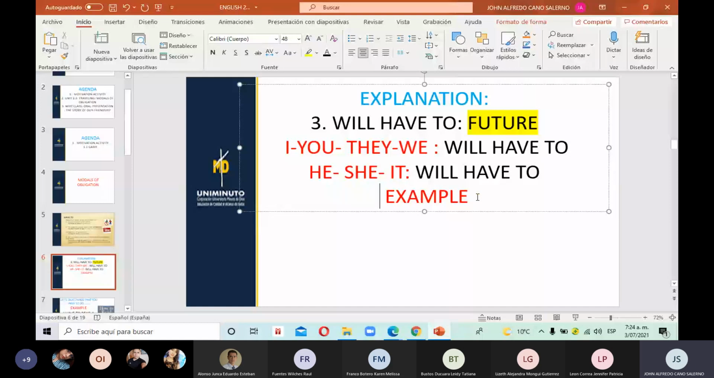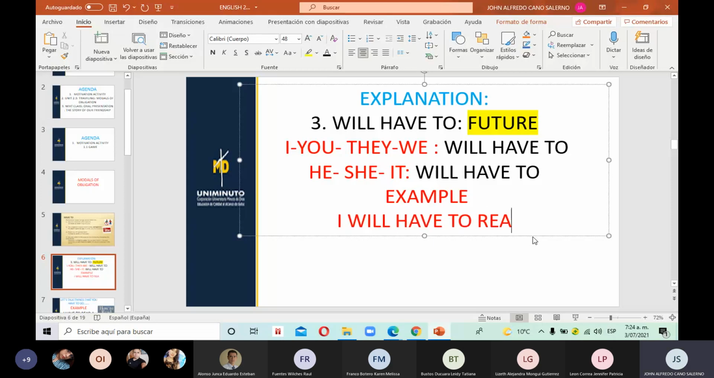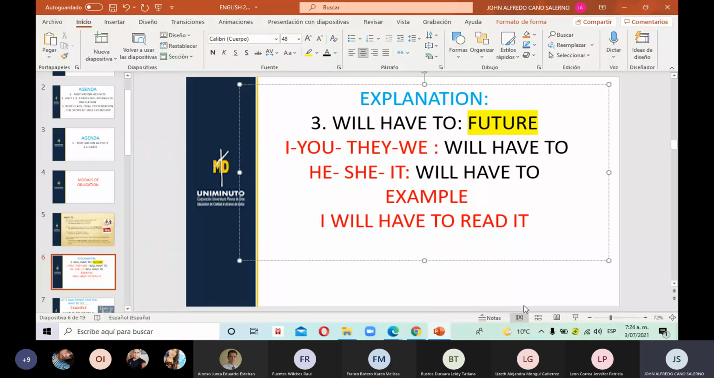que. Example. I will have to read it. I will have to read it. It's like yo tendré que leer eso. Or maybe she will have, okay, she will have to clean. Ella tendrá que limpiar. Okay.